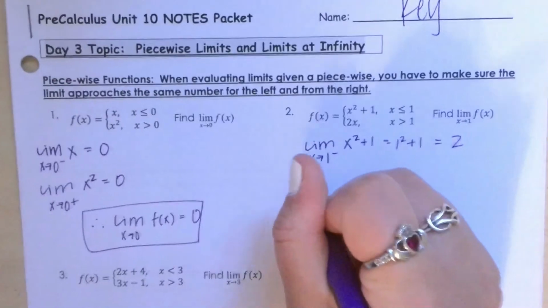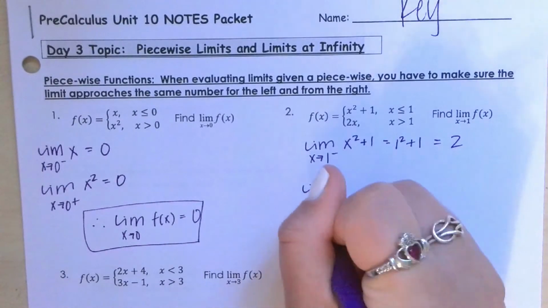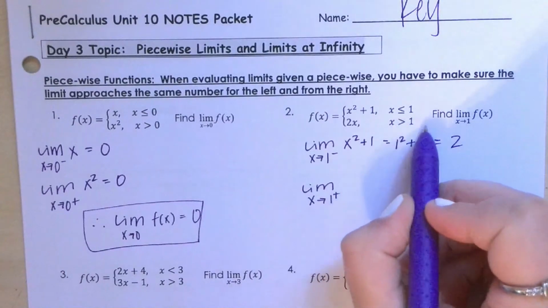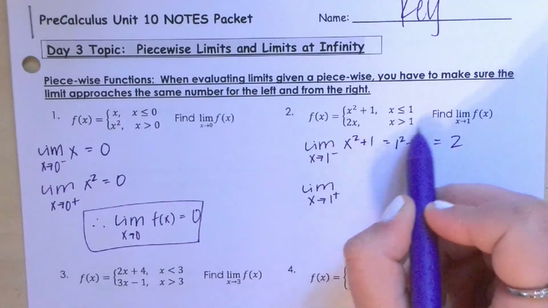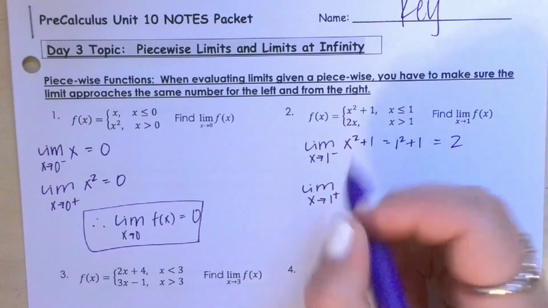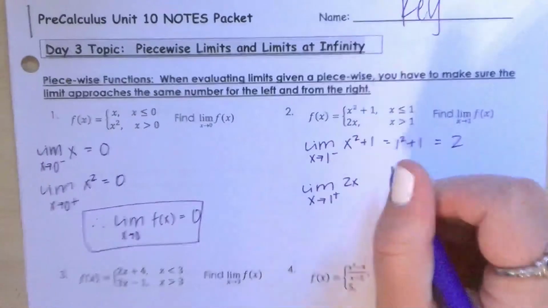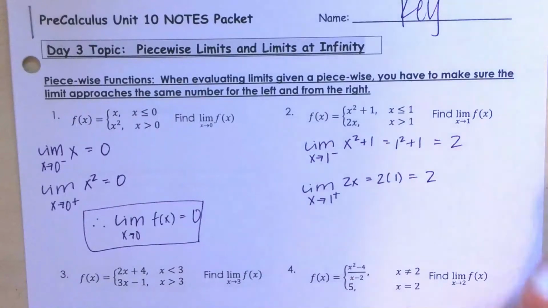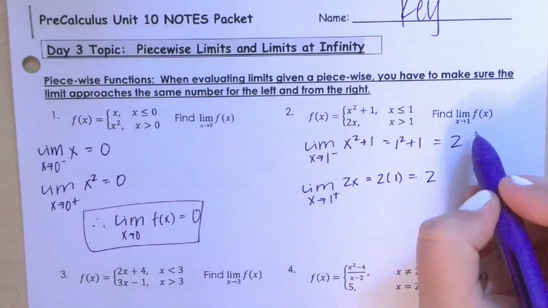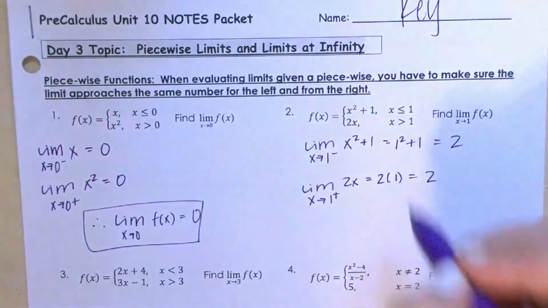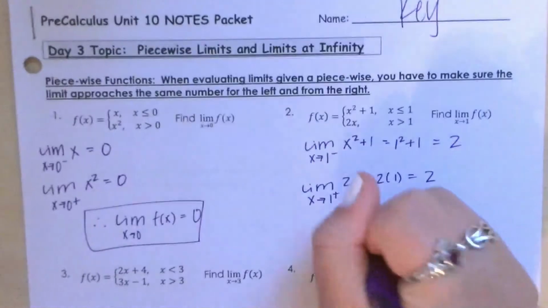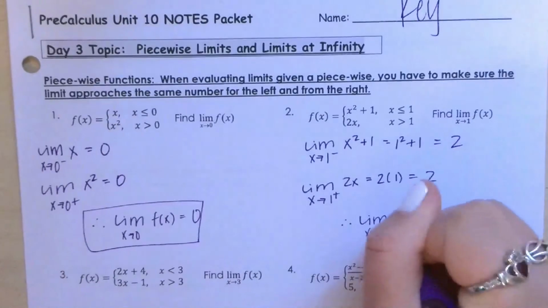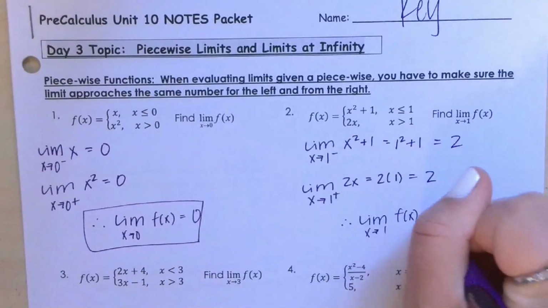Next up, we need to do the limit as we approach 1 from the right. For the right, we're going to have bigger numbers, x values that are larger than 1. So we need to use this function, the 2x. When we substitute in, we get 2 times 1, so our limit equals 2. And since our left limit equals 2 and our right limit also equals 2, therefore we know that the limit as x approaches 1 of f of x equals 2.